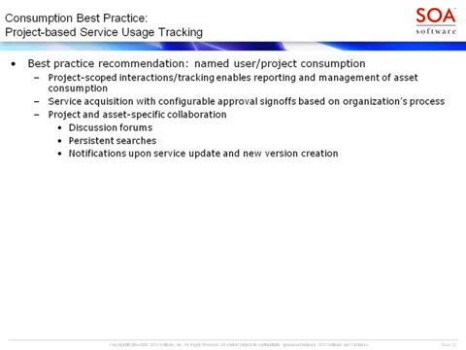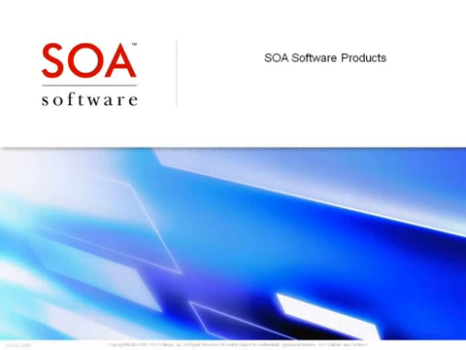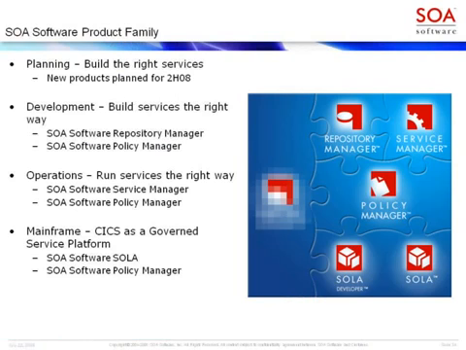Wrap up in the final couple minutes here. I want to just briefly run through the product line, the SOA software product line. We touched on the different perspectives of the SOA software product family. You can see now the products represented here. Interesting to note that in the planning governance space, we will be delivering a new product in the second half of 2008. It's coming along nicely, and I think it fits very nicely with the principles that I've laid out here. First, we have Repository Manager for development, integrated deeply with Policy Manager.